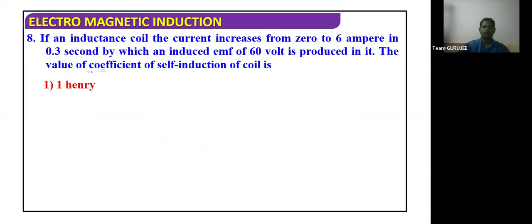In an inductor coil, the current increases from 0 to 6 ampere in 0.3 seconds, by which an induced EMF of 60 volt is produced in it. The value of the coefficient of self-inductance of the coil is: 1 Henry, 1.5 Henry, 2 Henry, 3 Henry.